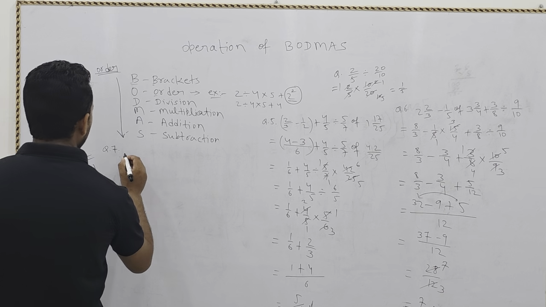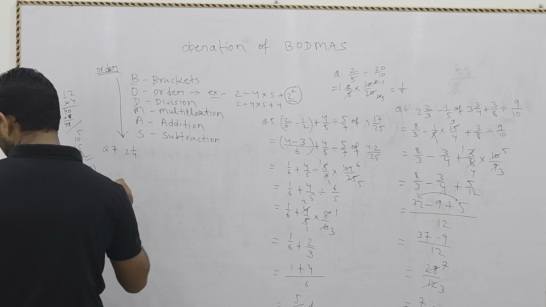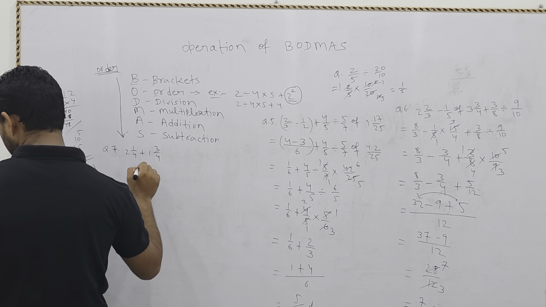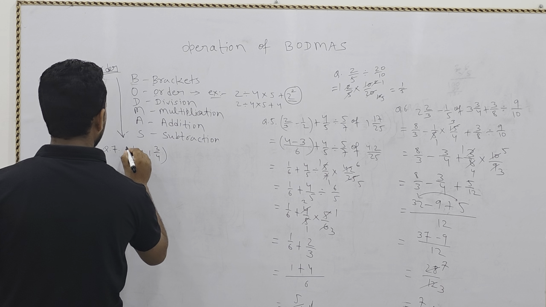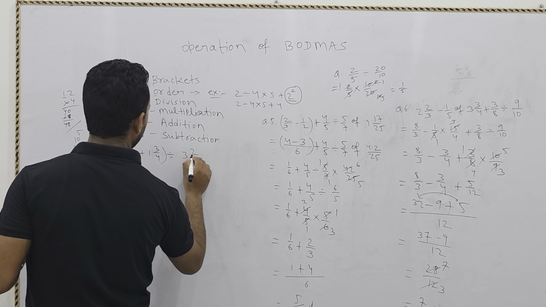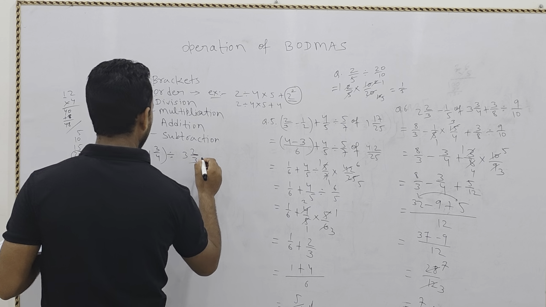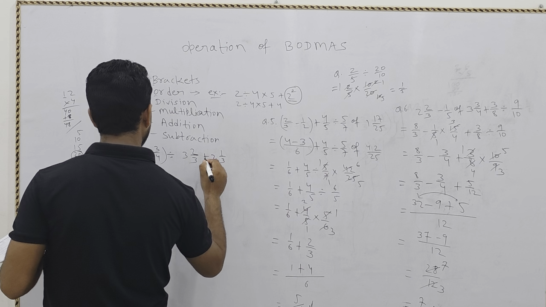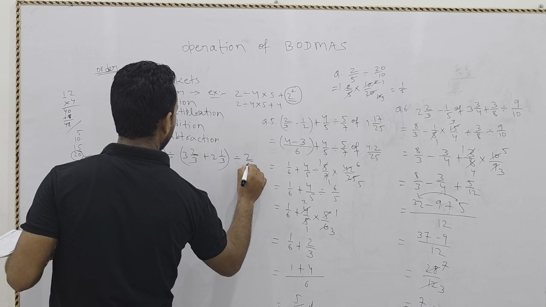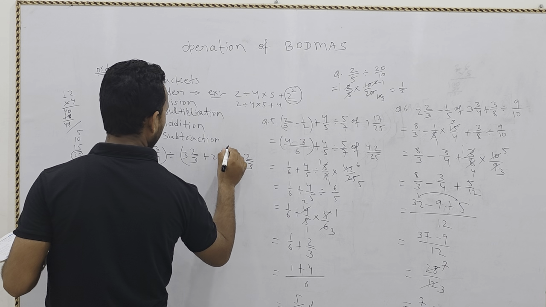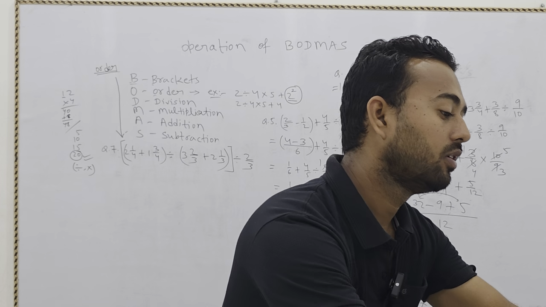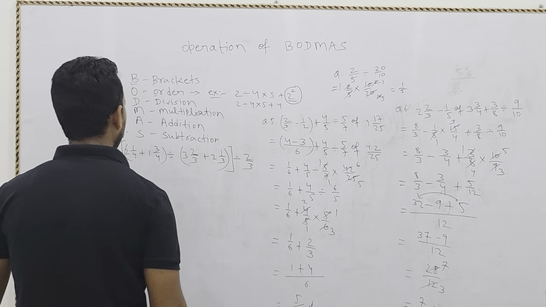Question number 7. 2 1 by 4 plus 1 3 by 4, it is in bracket, divided by 3 2 by 3 plus 2 1 by 3, it will be in bracket, divided by 2 by 3, and it is in the large bracket. So I have written the question on the blackboard. Now see how we will solve this type of question.